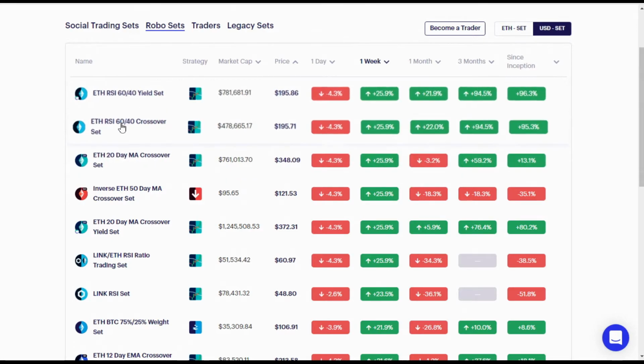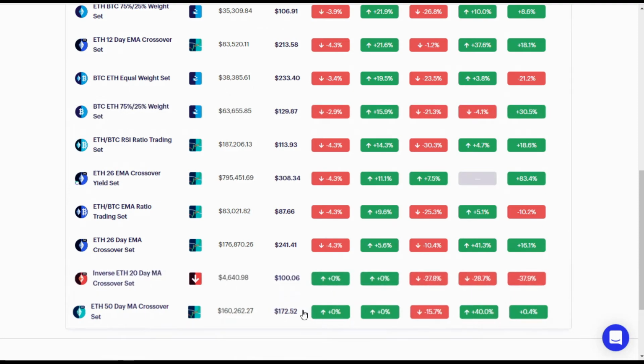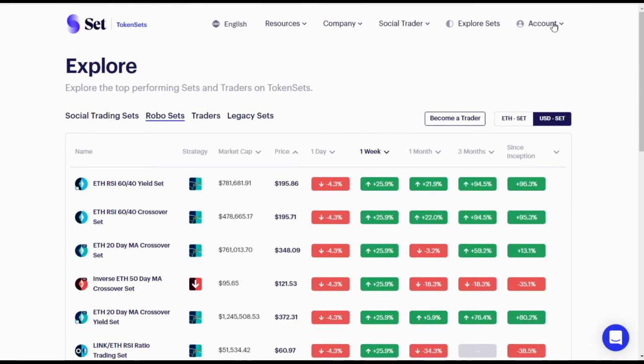And I believe these two at the top are mine. So since its inception, when this was first put online, it's made a gain of nearly 100%. So 96%, that has made 95%. Yes, we've had a drop over the last 24 hours, but then pretty much everybody has. So like I say, if we go and check out my account.